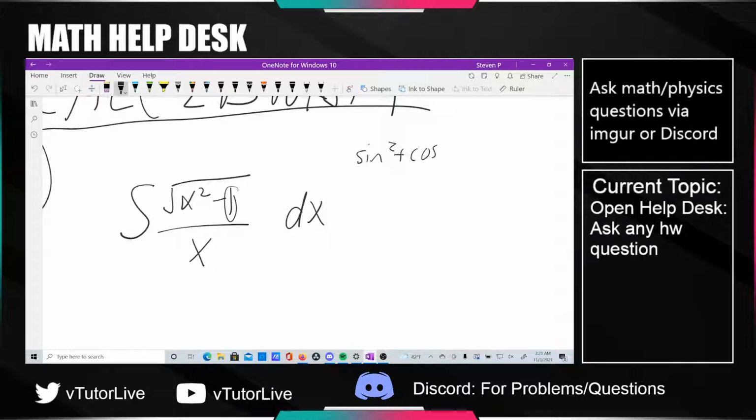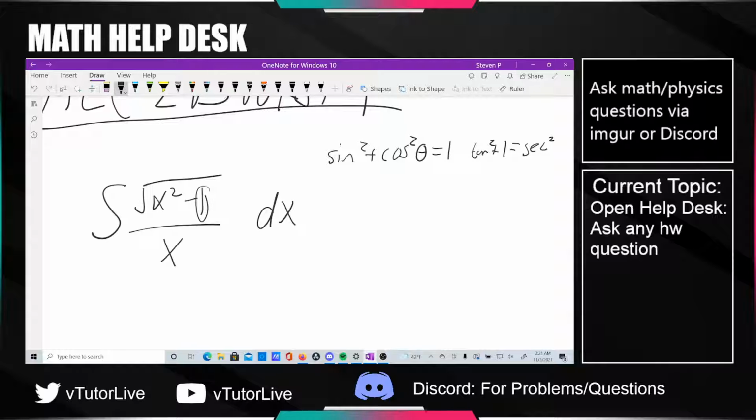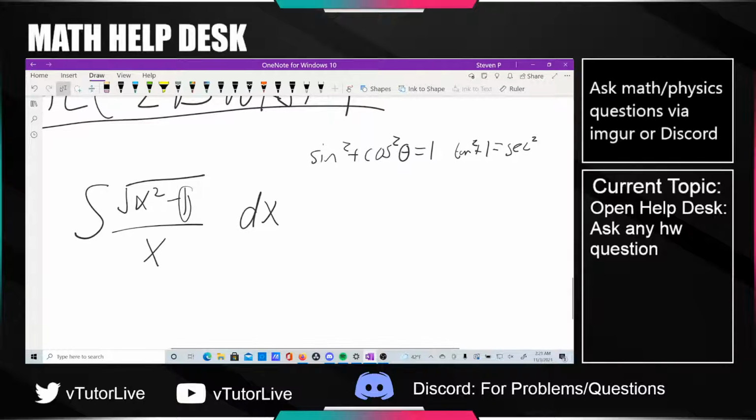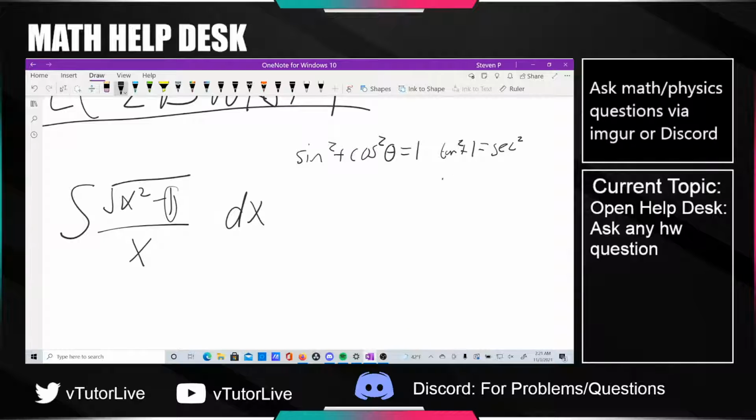So let's write it out. Cosine squared theta is equal to 1 minus sine squared, or tan squared plus 1 is equal to secant squared. Which one does this look like to you? The sine squared one. The secant. Don't just guess. Justify it. One, right? Because you minus 1. Yeah, that's right. So tan squared of x is equal to secant squared minus 1.